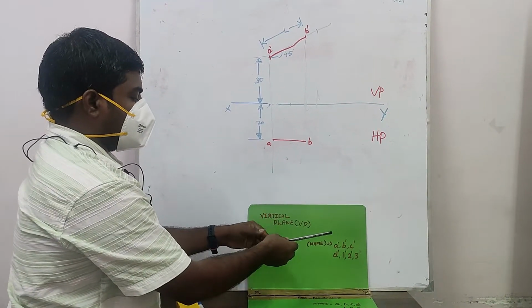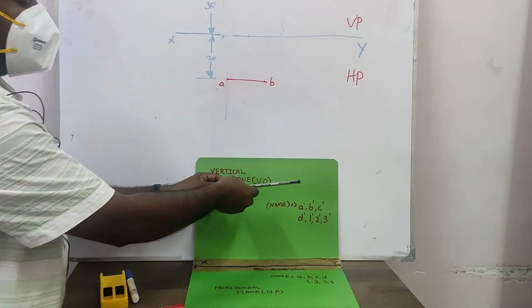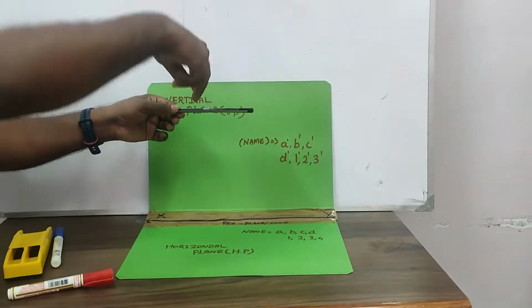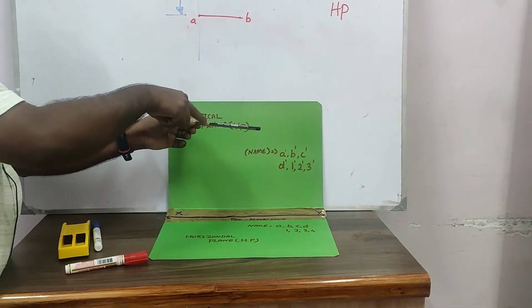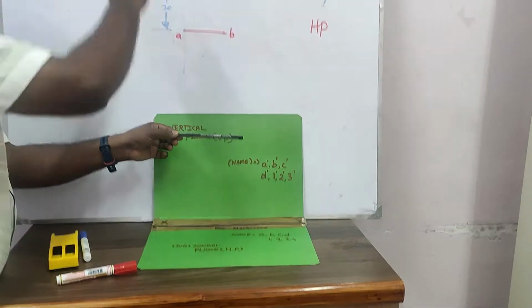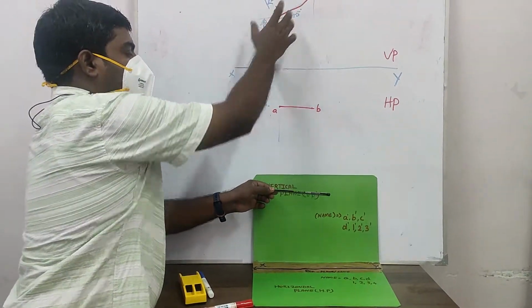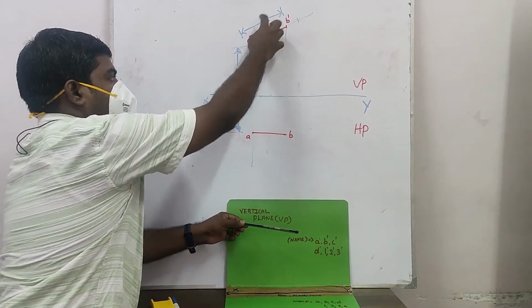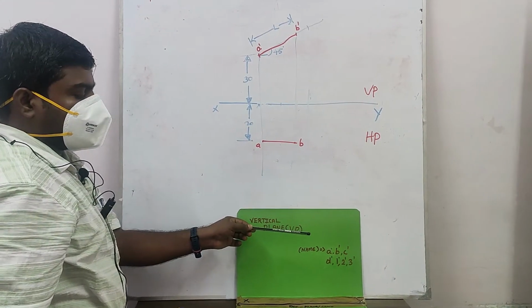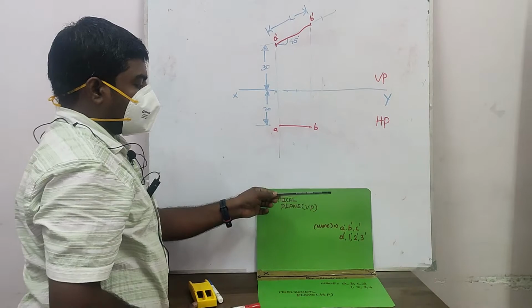Similar cases apply for the vertical plane also. If the line has an angle of inclination with the vertical plane, first you have to draw the top view, because only in the top view can you see how much the angle of inclination is. If it is 45 degrees, first you have to make the angle of inclination with projection, that should come here and go that side. So you will get the true object.